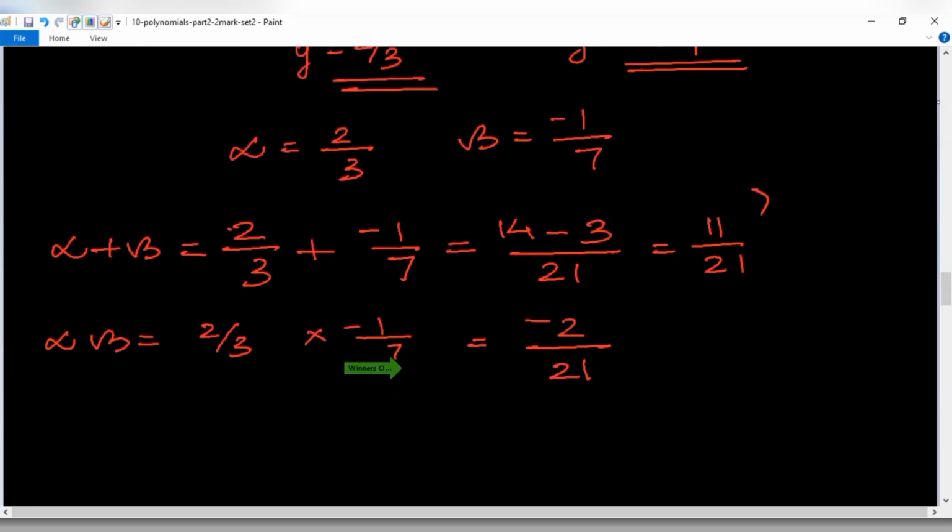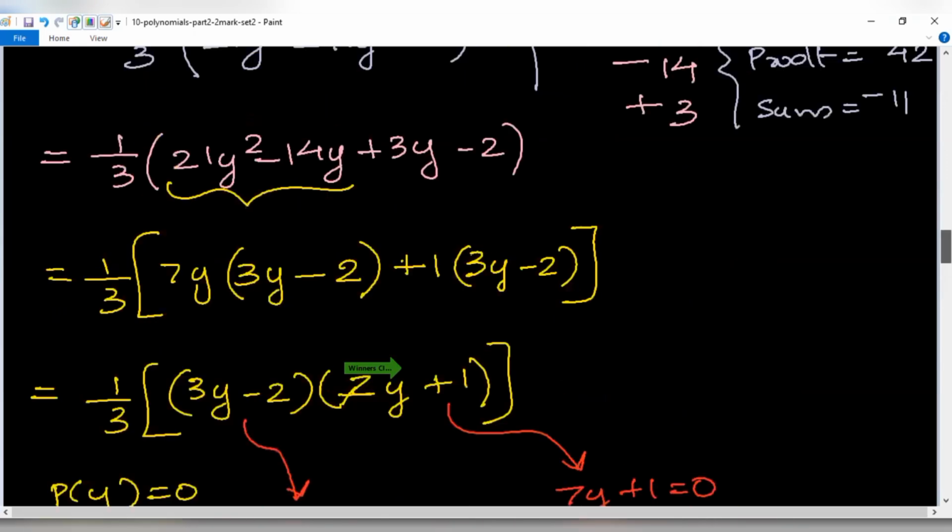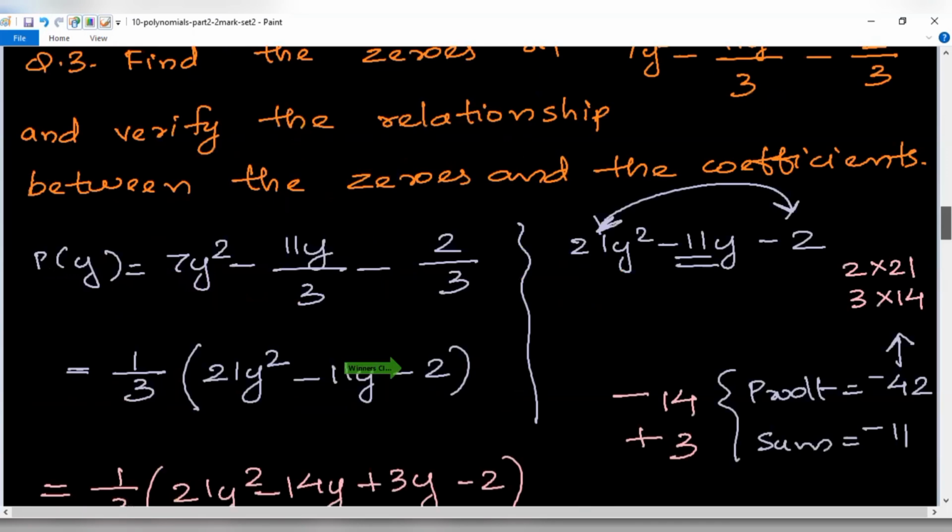Now we have to check whether this is same as minus b by a and c by a, right? So in the given polynomial, this was the given polynomial, right? So let us take it down.